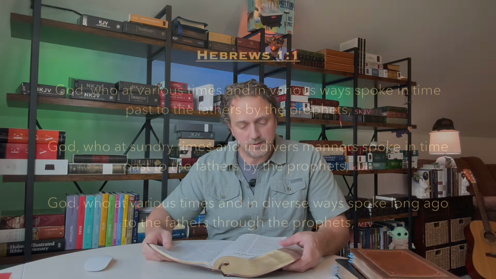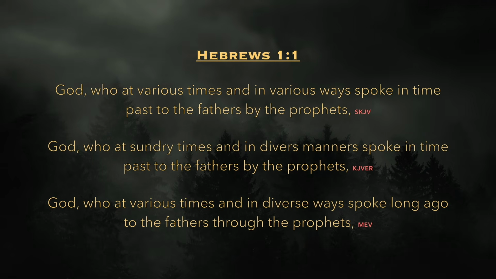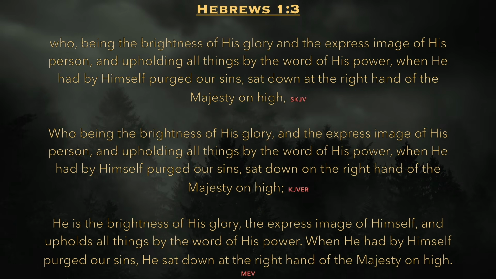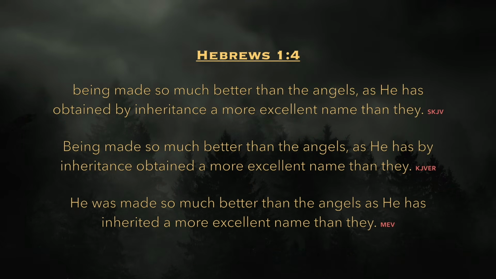Hebrews chapter 1, verse 1. Here we go. God, who at sundry times and in divers manners spake in times past unto the fathers by the prophets, hath in these last days spoken unto us by his Son, whom he hath appointed heir of all things, by whom also he made the worlds, who being the brightness of his glory and the express image of his person, and upholding all things by the word of his power, when he had by himself purged our sins, sat down on the right hand of the majesty on high, being made so much better than the angels, as he hath by inheritance obtained a more excellent name than they.